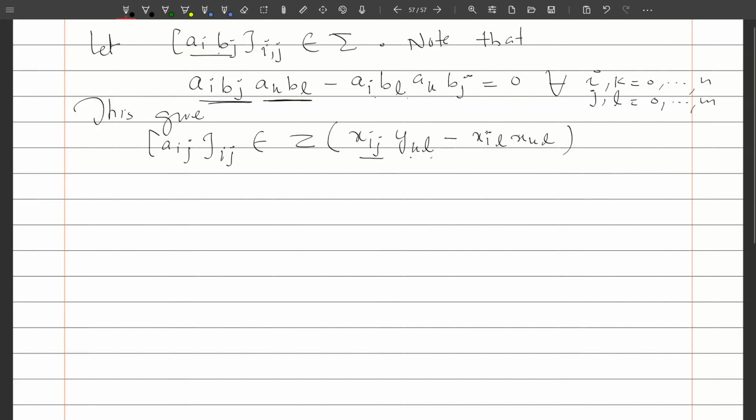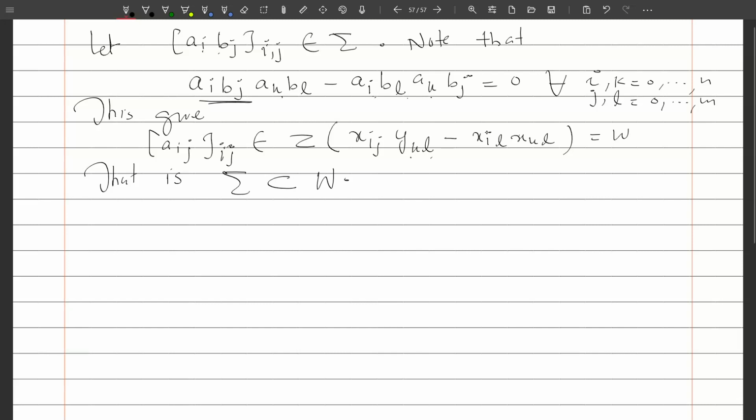Similarly, the ilth coordinate is a_i b_l, and the kjth coordinate, since these are coordinate functions, the kjth coordinate of this vector is a_k b_j, which is this expression here. So this turns out to be 0. So this is a zero of this polynomial equation, which is equal to W. That is, sigma is trivially contained inside W.